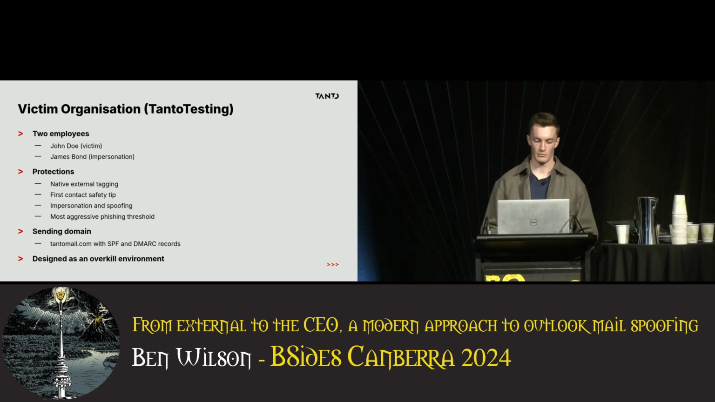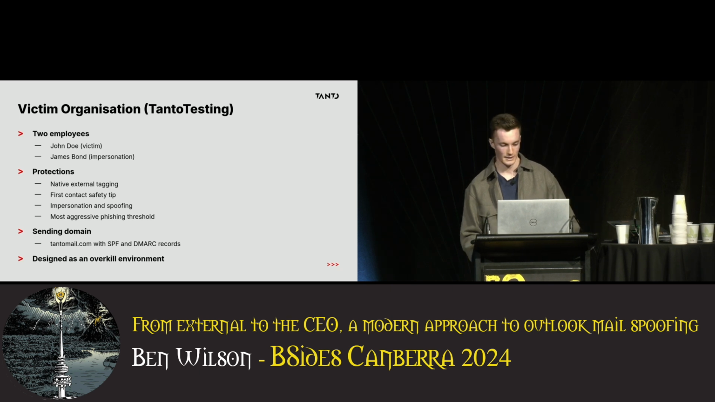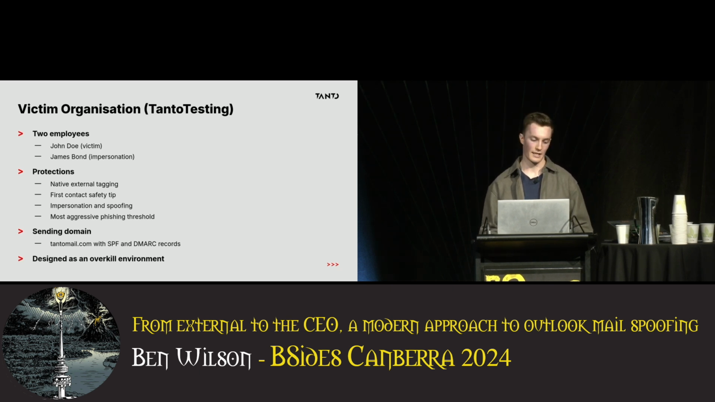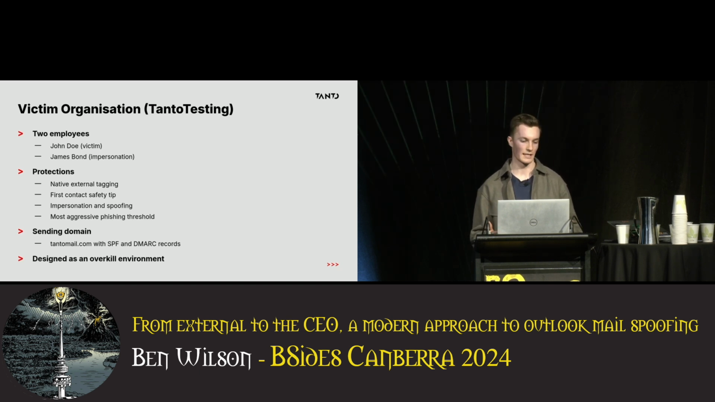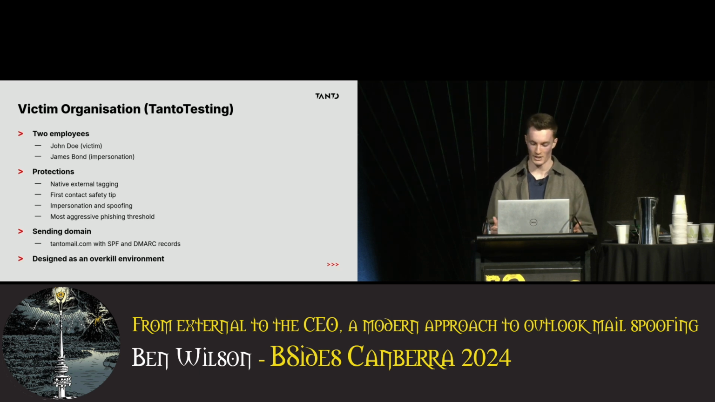And I've configured a number of protections. I've got native external tagging, first contact safety tip, impersonation and spoofing protection, and I've set the phishing threshold to the most aggressive setting. On the attacking side, I'll be sending from the tantomail.com domain, which I set up with SPF and DMARC records pointing to my IPs to make sure I pass those checks and don't get sent to junk. So this was designed as an overkill environment, a proof of concept: if you can get a good phishing email here, you can get a good phishing email anywhere.